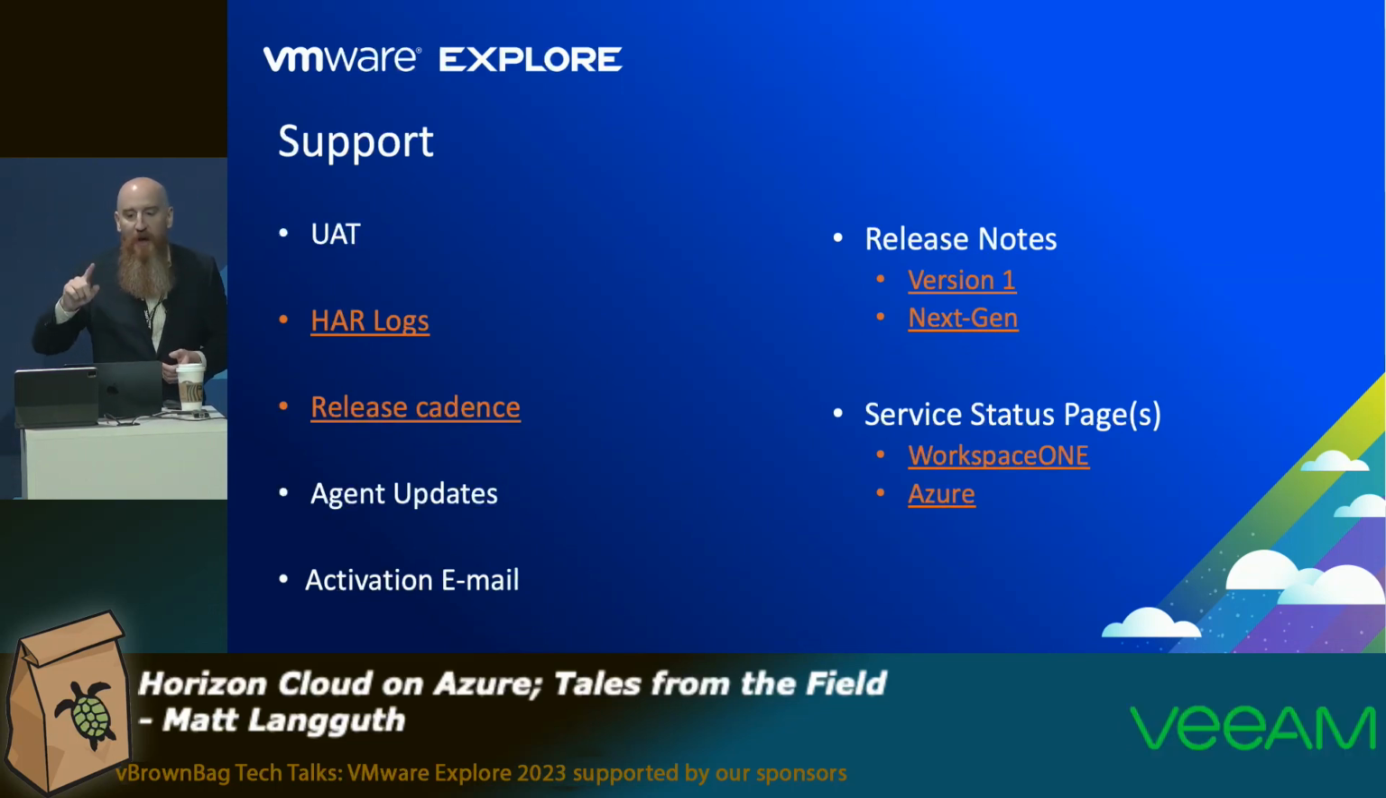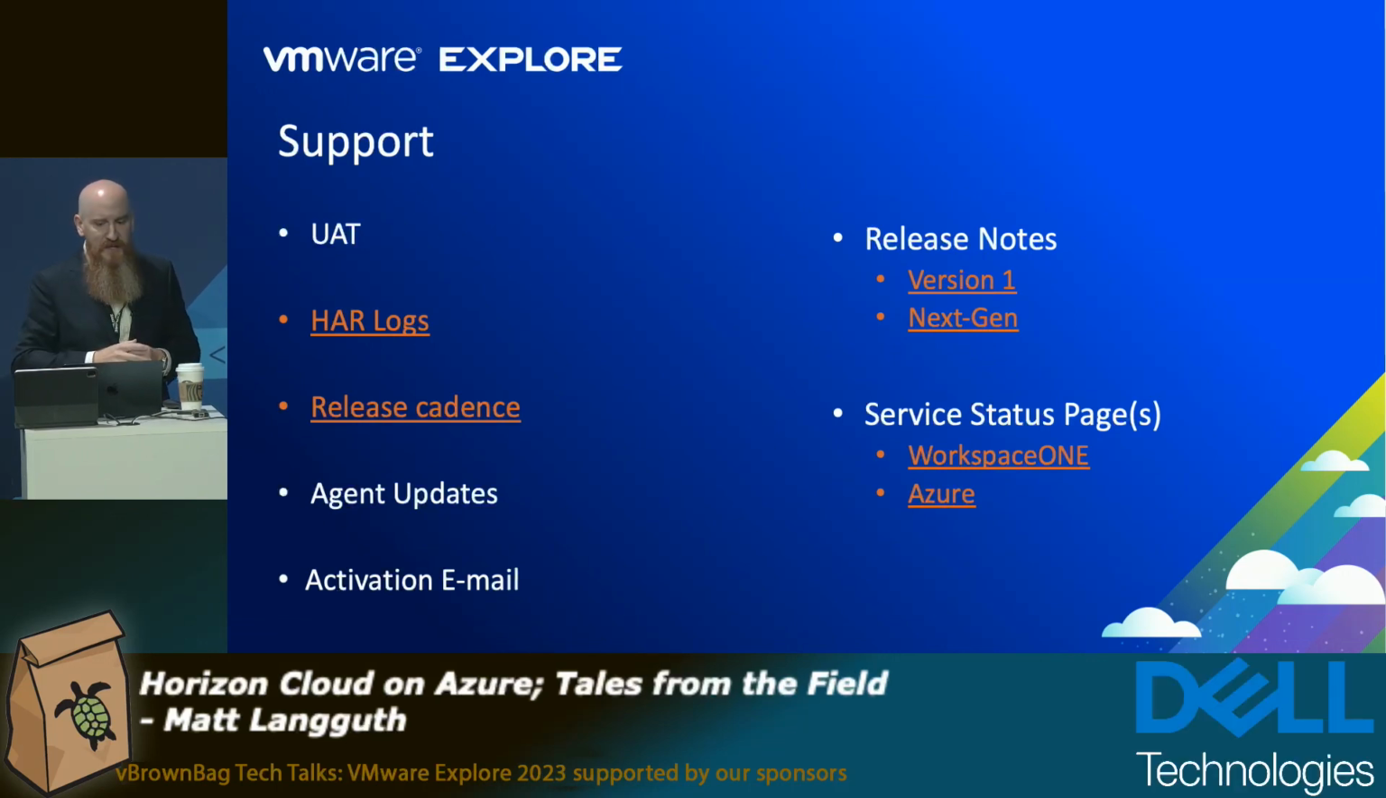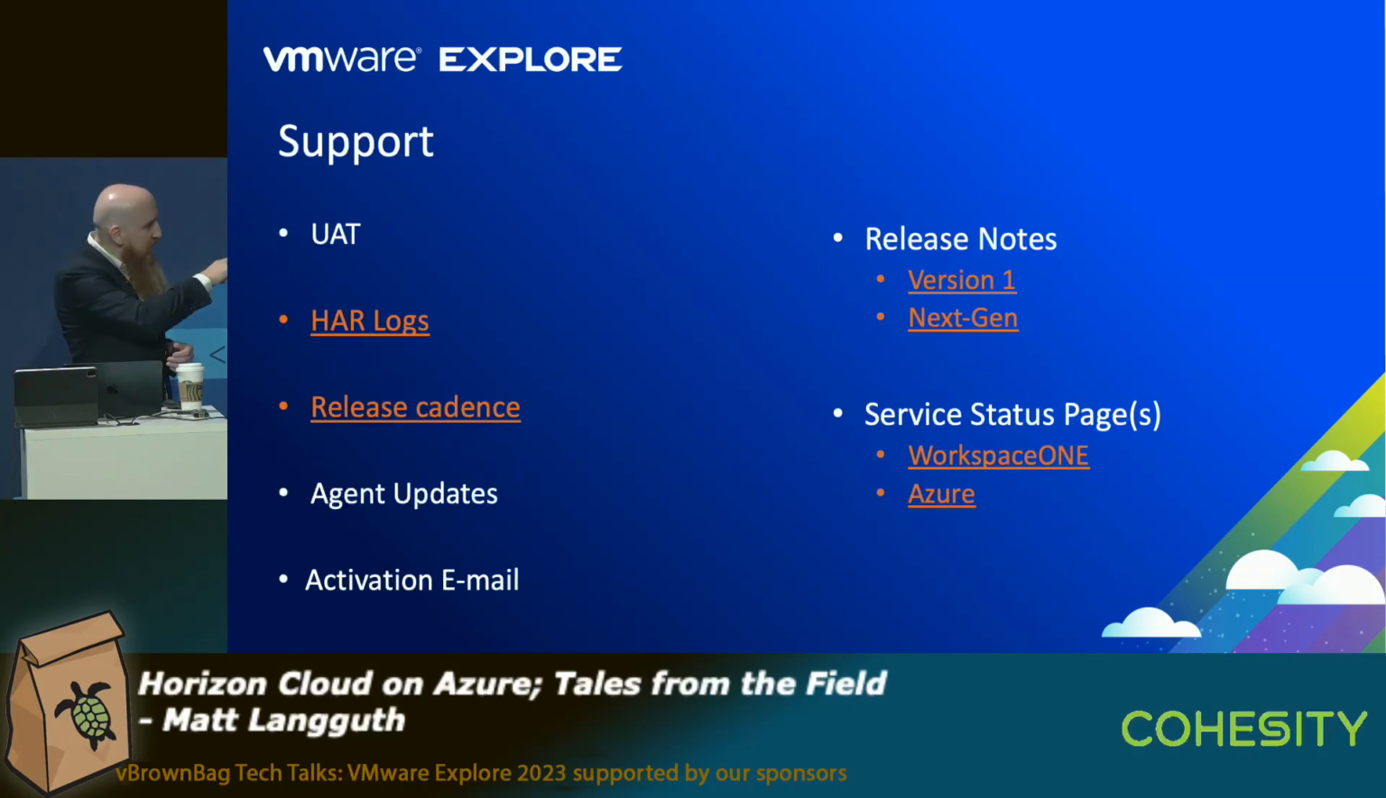We also want to call out release notes between version 1 and version 2. If you do some Google searching there, sometimes you can get confused about where they're at. And then the service status page is somewhat confusing because it's linked within our Workspace ONE status page. The link to where we're at as far as the Horizon Cloud Control Plane is linked here in this deck as well.